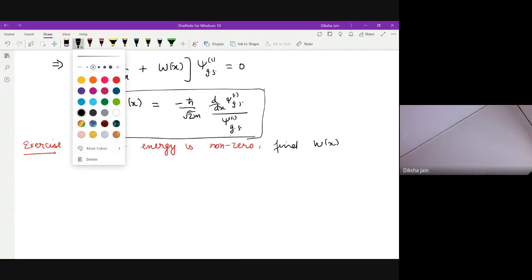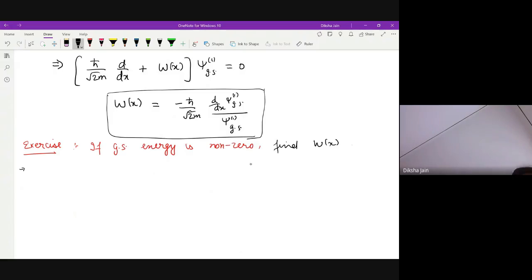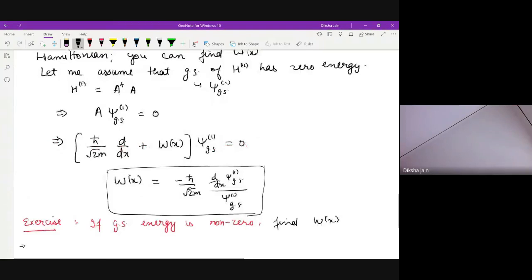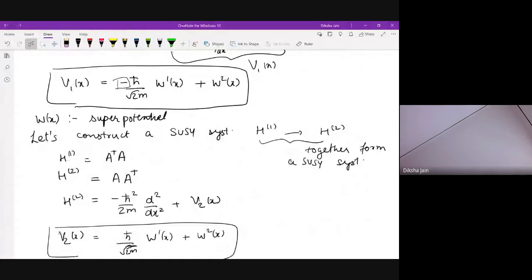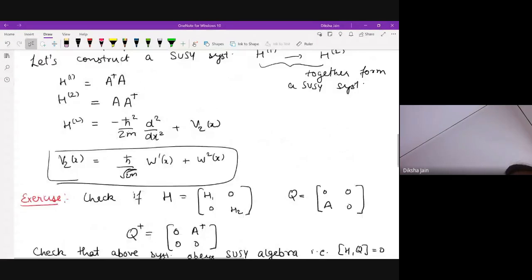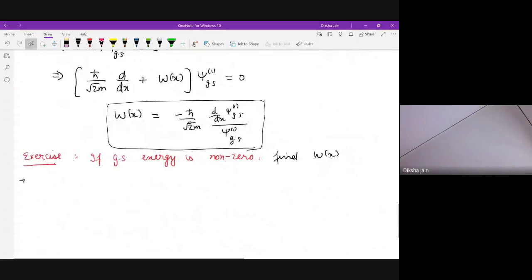Okay, so till now what we have done: we had a Hamiltonian with a potential, and we wrote that Hamiltonian in a nicer way in terms of the operators A dagger and A. Then we found the corresponding supersymmetric Hamiltonian H2, which we define as A A dagger. Now the claim is that the spectra of both the Hamiltonians H1 and H2 are related to each other. And using that relation, you can use supersymmetry to solve for systems. So let me first show how the spectra of these two systems are related.